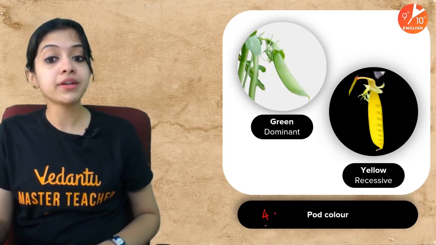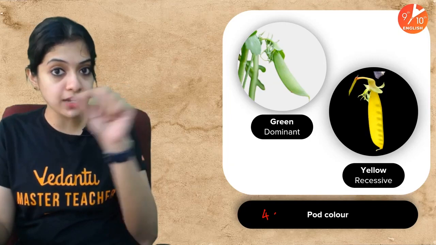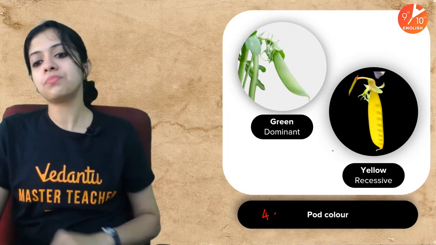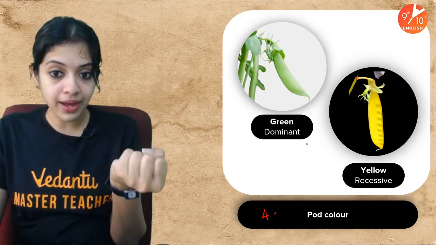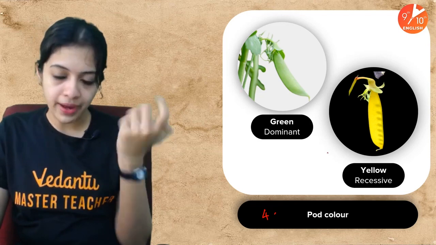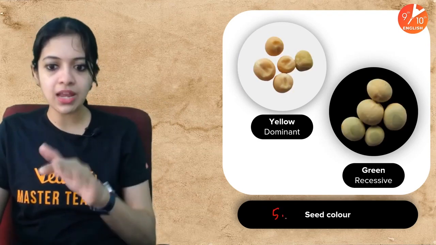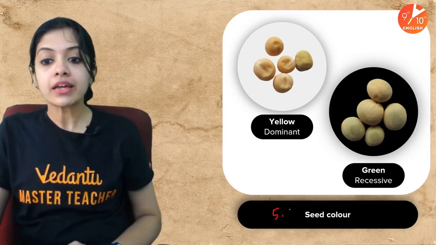Fourth one, pod color. Yes, seed pods, right? These are the seed pods inside which you find the seeds. They could either be green in color or they could be yellow in color. And through his observations, he noticed that the green one was dominant over yellow one. Okay. Now comes seed color. Seed shape we've seen, now talking about seed color. Yellow seed colors are dominant over green seed colors.